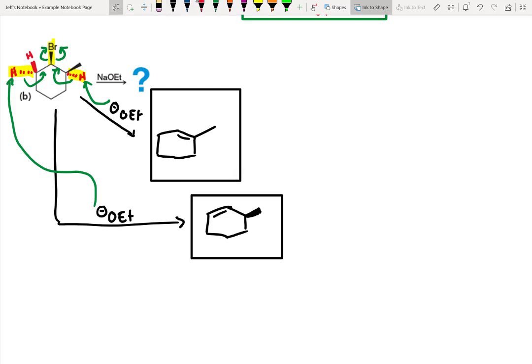Now the question is which one's major and which one's minor. Again, ethoxide is a small base, which means it's going to favor the more substituted alkene, which the first one we gave would be our major product because it's a tri-substituted alkene. Or on the bottom, this would be our Hofmann product or our minor product. So we can quickly go through these problems without necessarily having to work with a chair structure.